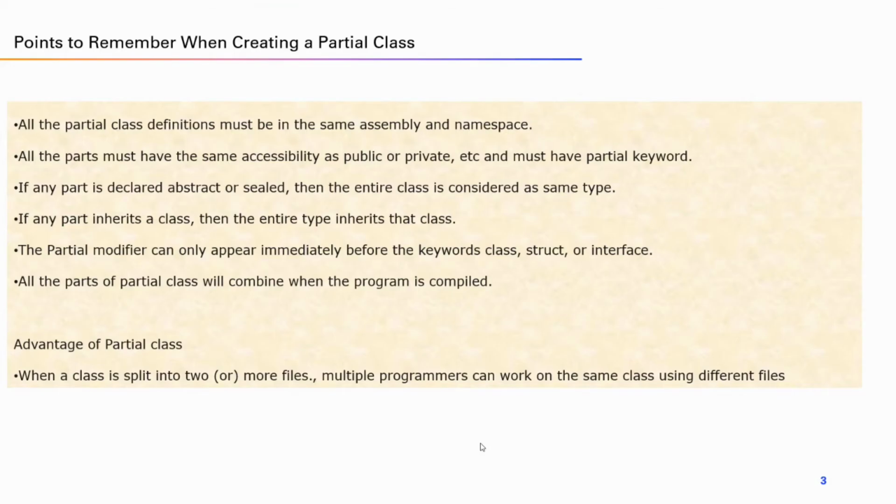In creating a partial class, you should remember all the partial class definitions must be in the same assembly and namespace. All the parts must have the same accessibility, such as public or private, and must have the partial keyword. If any part is declared as abstract or sealed, then the entire class is considered the same type. If any part inherits a class, then the entire type inherits that class.